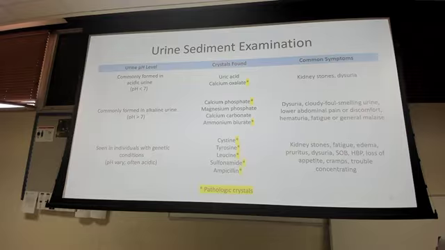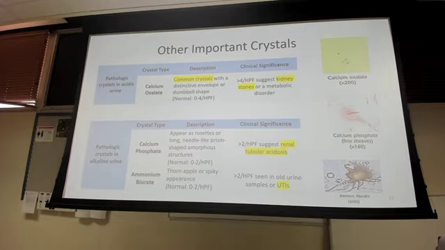So commonly formed in acidic urine, you see crystals of uric acid and calcium oxalate. I think we did this last block, didn't we? Yeah, so we can move on to the next slide. We're not done. I'm not going to beat you over the head. We're just going to talk a little bit more about some that we didn't talk about last time, okay?